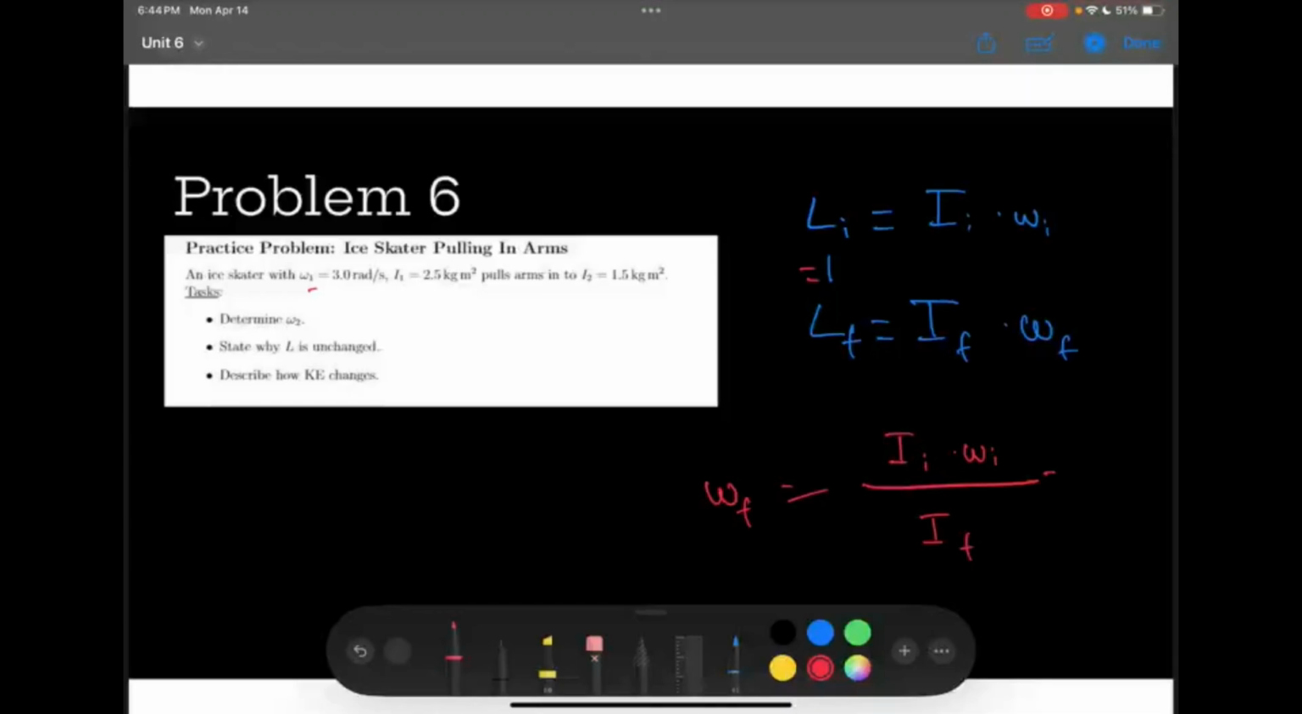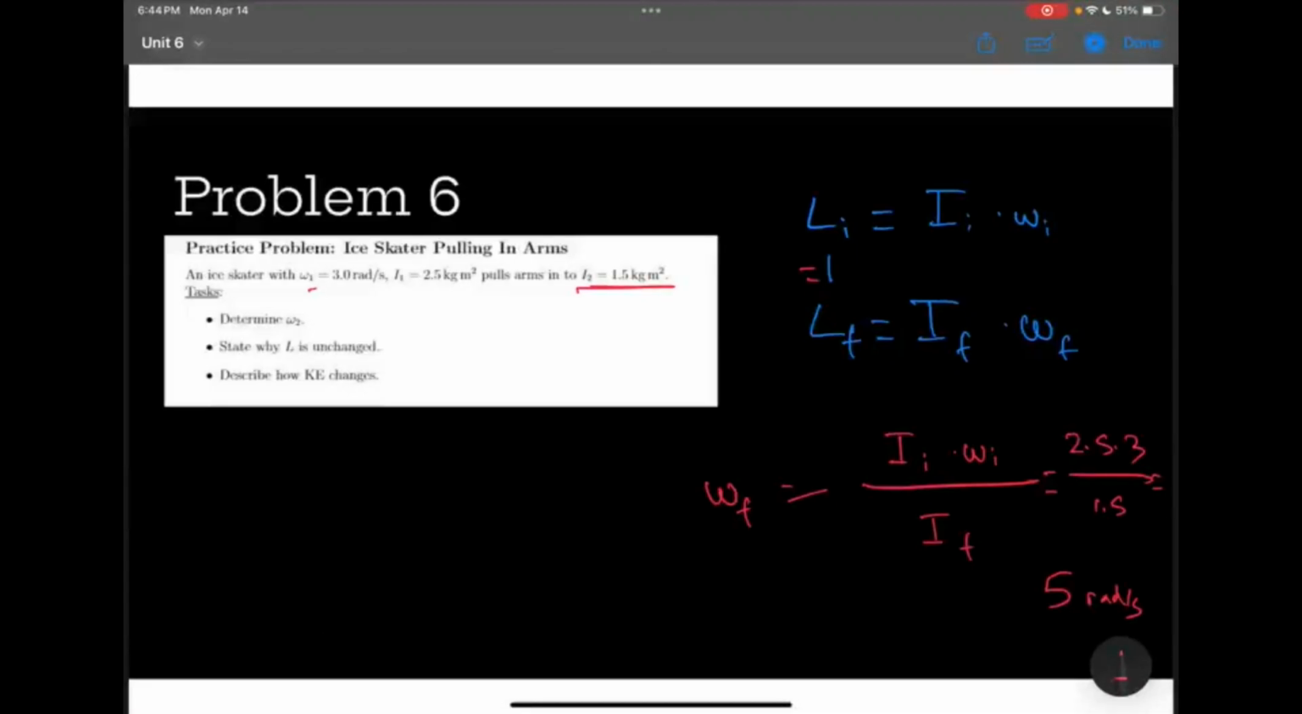I'm not too interested in the algebra, but it's just 2.5 times 3 over 1.5, which would be what, 5? Yeah, so 5 radians per second. So overall, this ice skater is able to increase their speed by 2 radians per second just by bringing in their arms and decreasing their rotational inertia by a bit. So we did that, and now describe how kinetic energy changes, right?